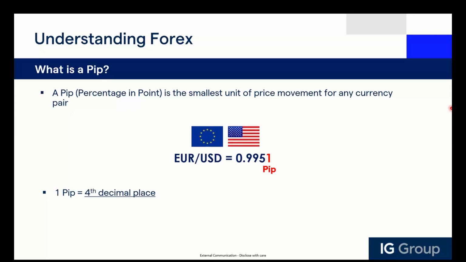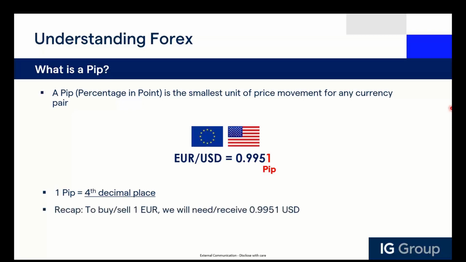If you look at this particular exchange rate, euro against the US dollar, the exchange rate is 0.9951. The minimum change for this fluctuation doesn't happen at the first decimal place. Every time it moves, it moves by the fourth decimal place. So that's what we call a pip.